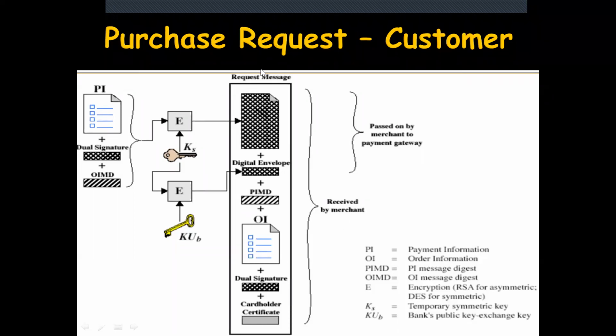All of these things are received by the merchant, and the merchant is going to use only the order information, dual signature, and certificate. The encrypted message containing the payment information and digital envelope can be used only by the bank, the financial institute. It is not used by the merchant, so the merchant sends this to the bank. We'll see that in the next slide.